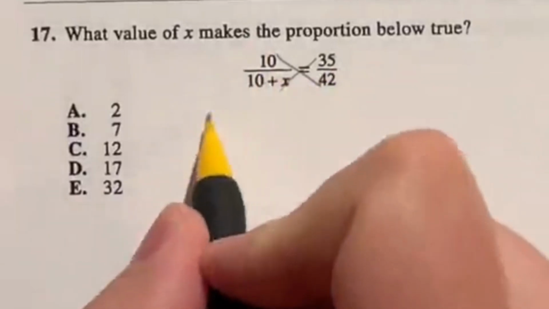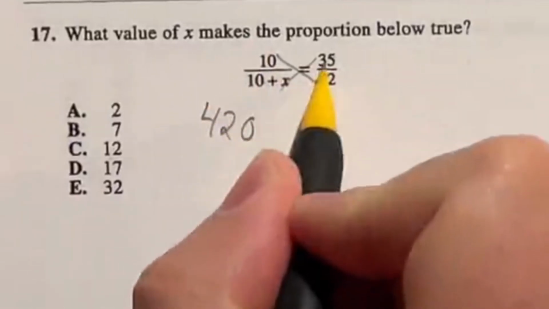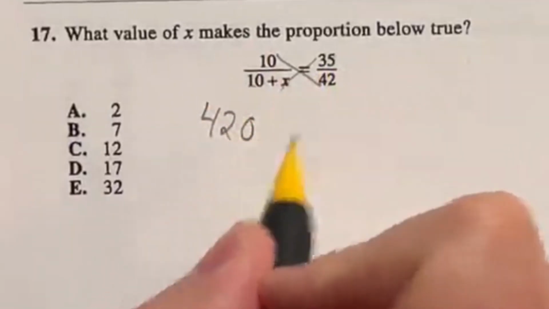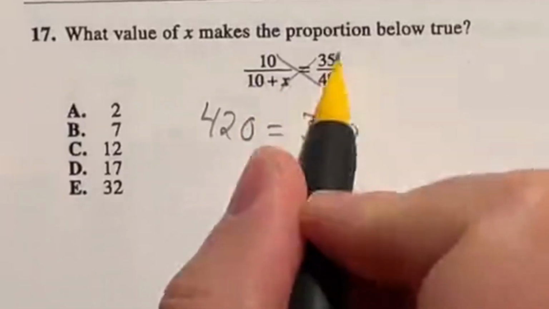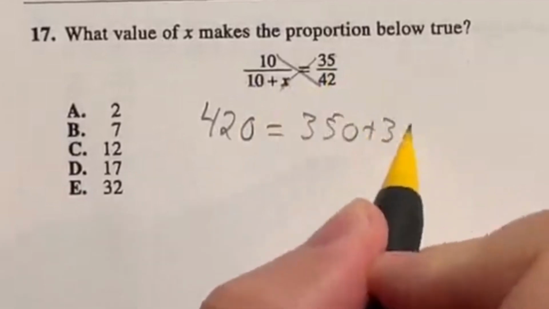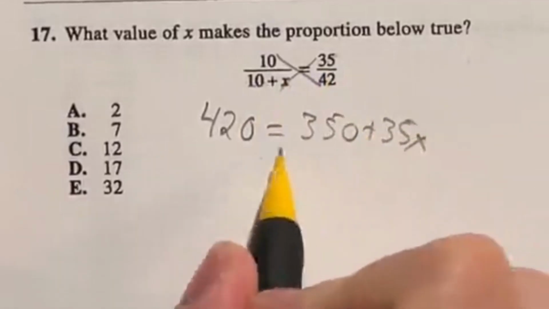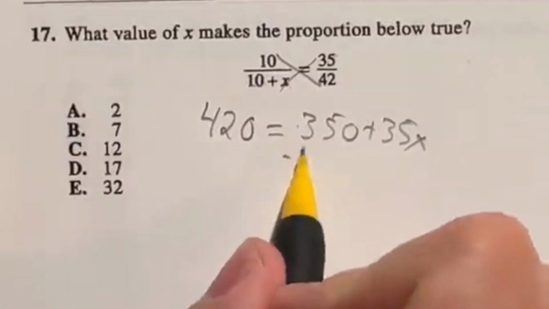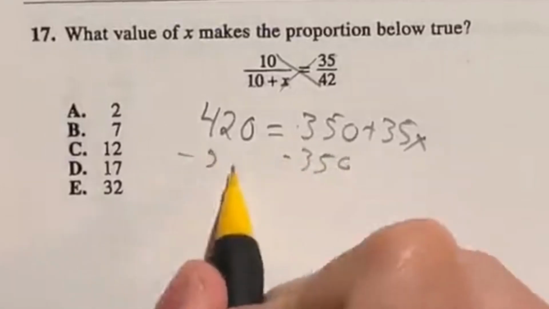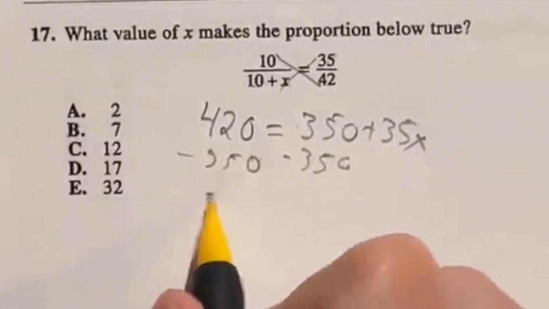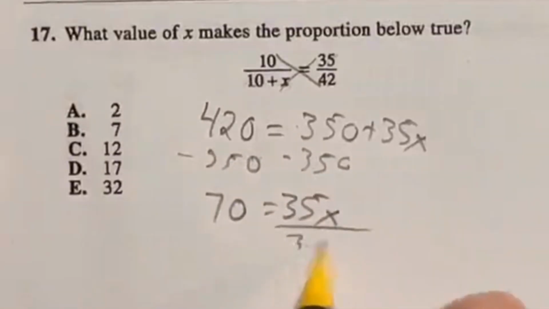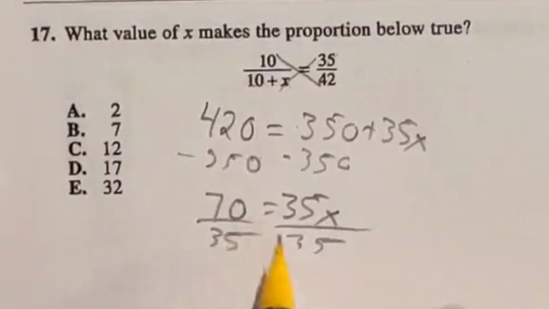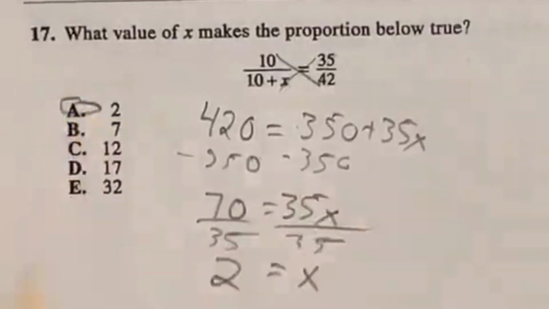So 10 times 42 is 420. The 35 is going to have to be distributed to both things on the bottom over there. So it'd be 35 times 10, which is 350, and 35 times that x, which would just be 35x. Now we do need to subtract this from both sides. Once we do that, we end up with 70 is equal to 35x. Then I'm going to divide both sides by that 35. And that's going to give me that x is equal to 2, which is answer A.